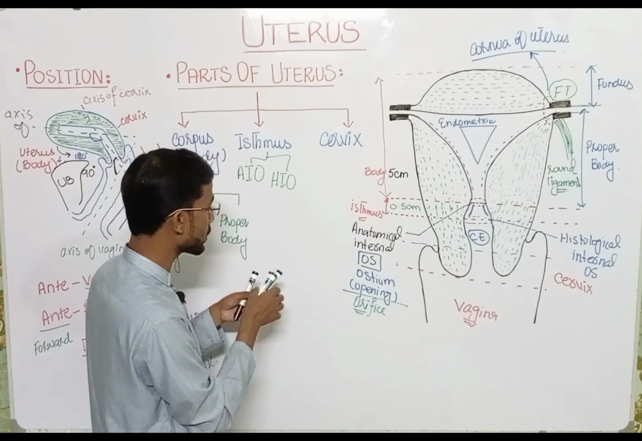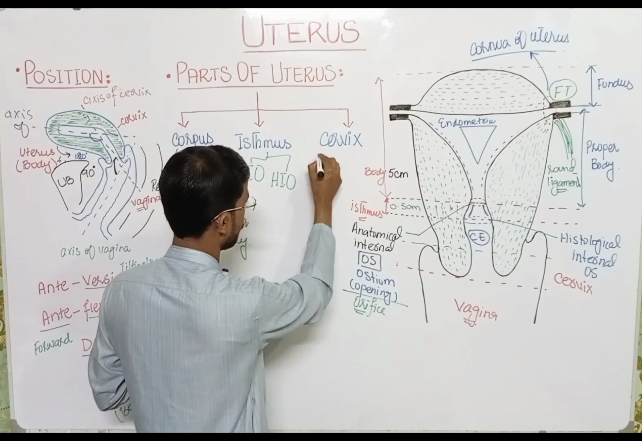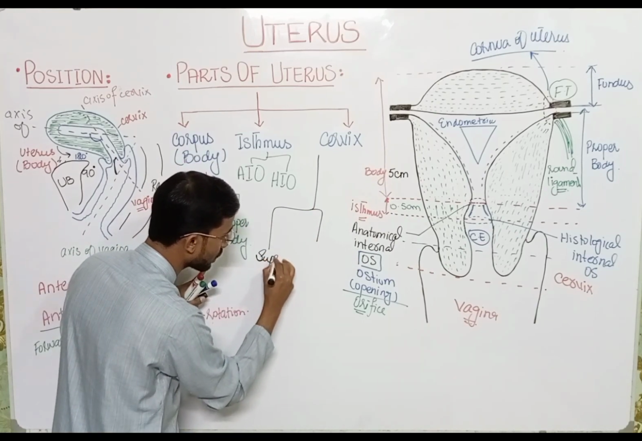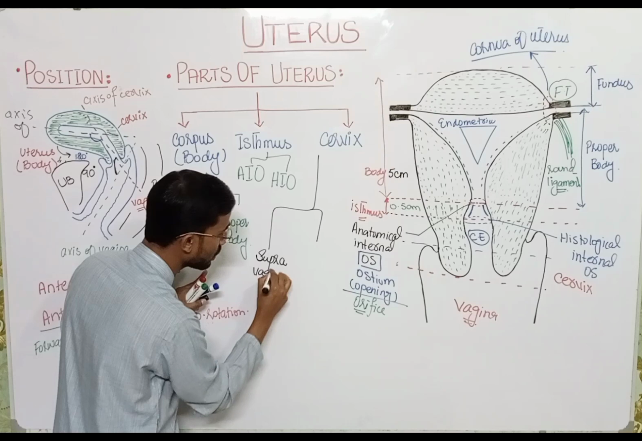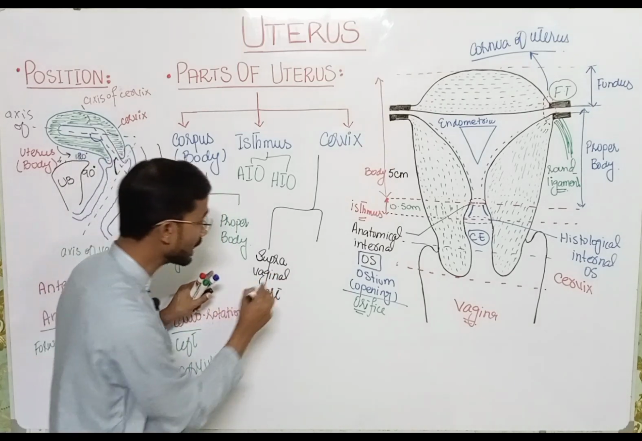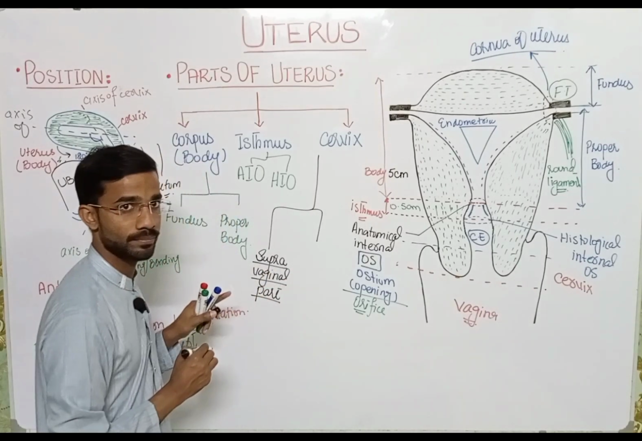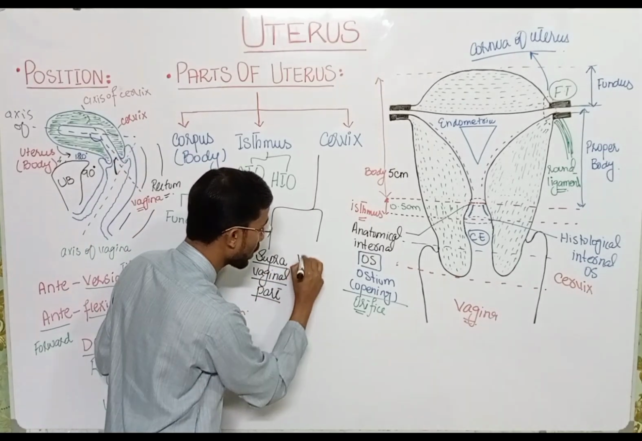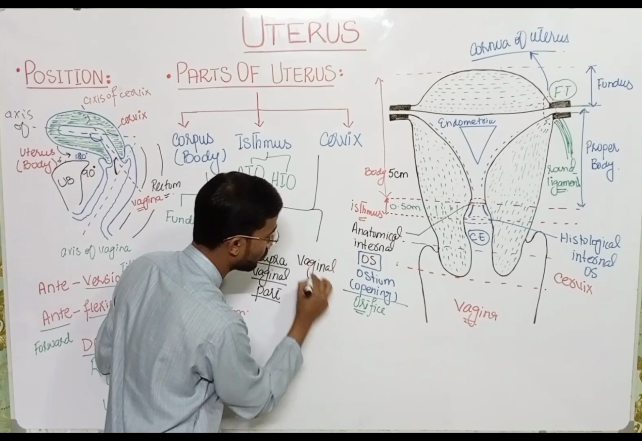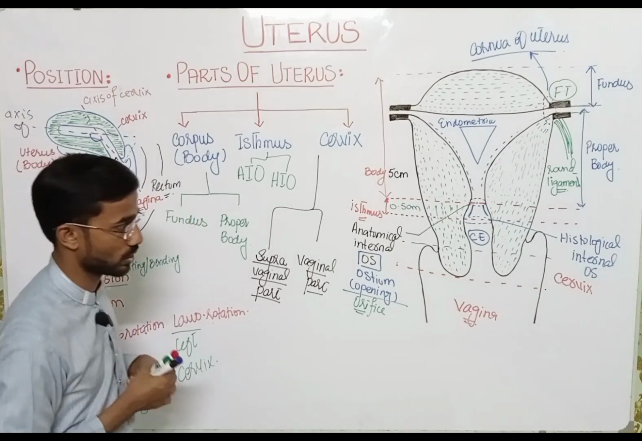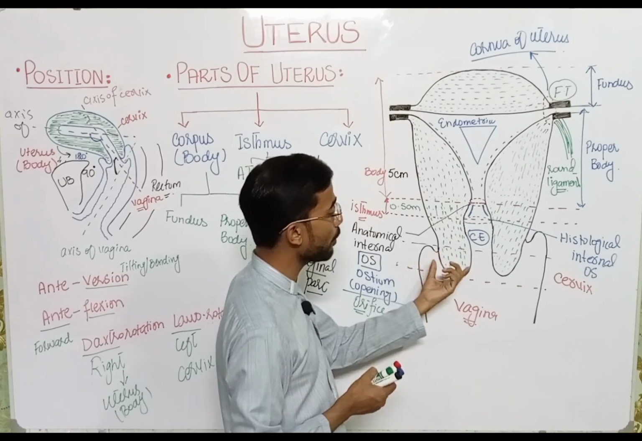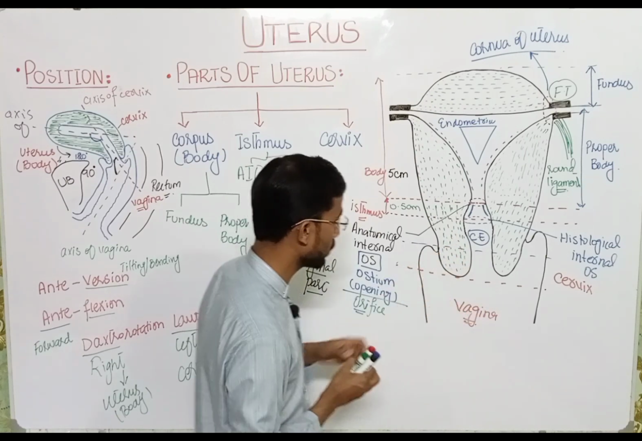So actually you see the cervix has two parts. Here we divide the cervix into two. The supravaginal part is actually part of the cervix. Don't get confused with the word vagina. Second is the vaginal part of the cervix. So this is the situation, because we know that the cervix protrudes into the vagina and some portion lies in the vagina.